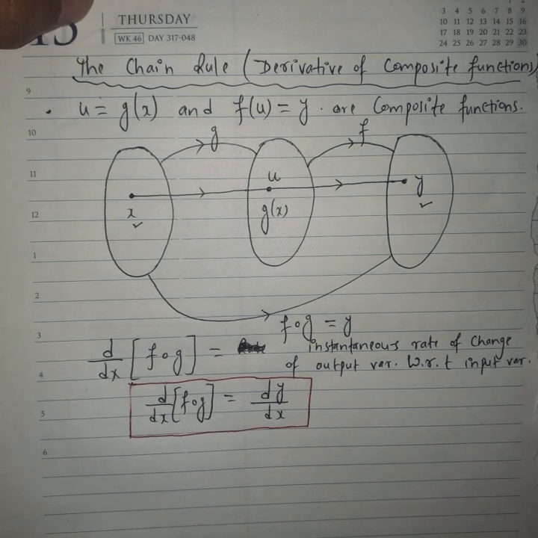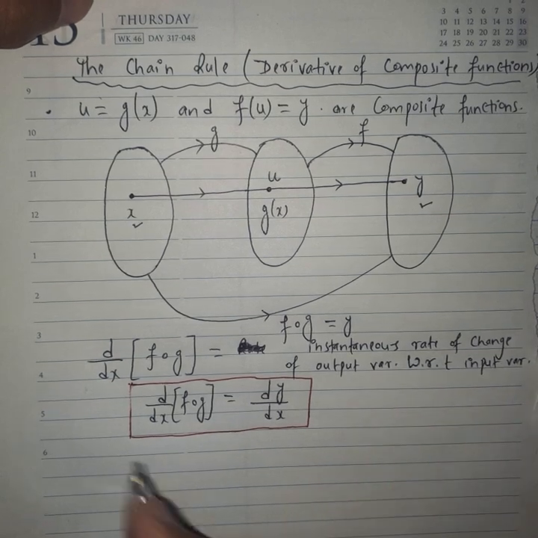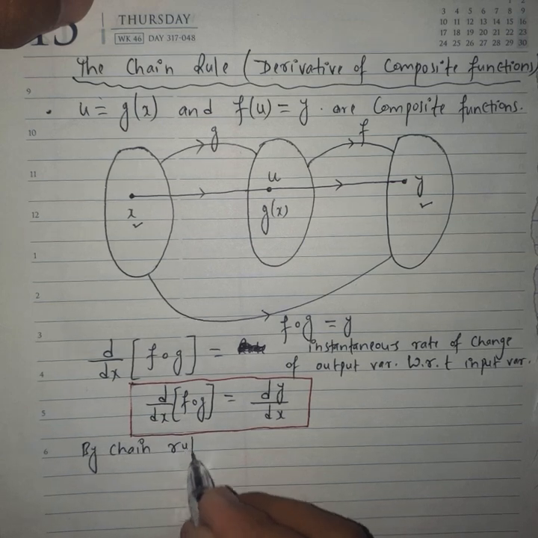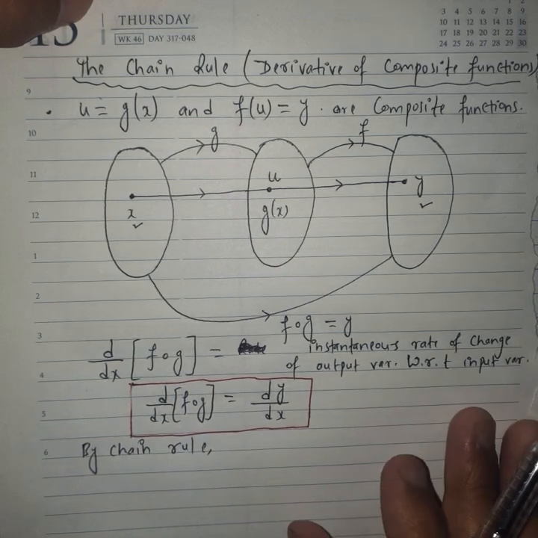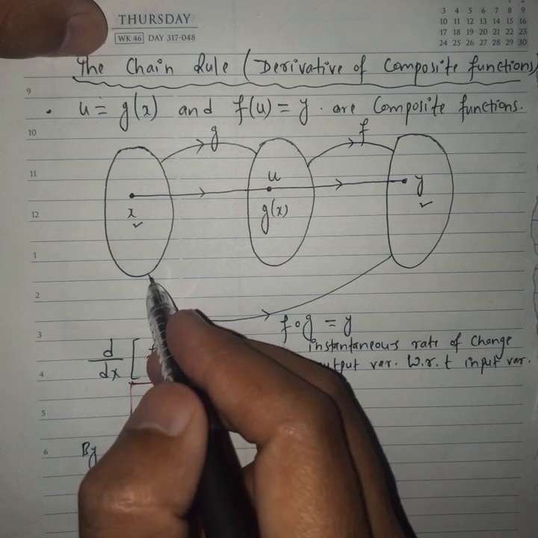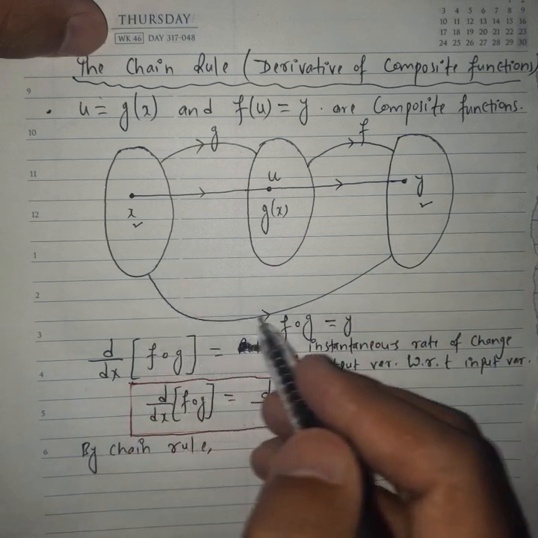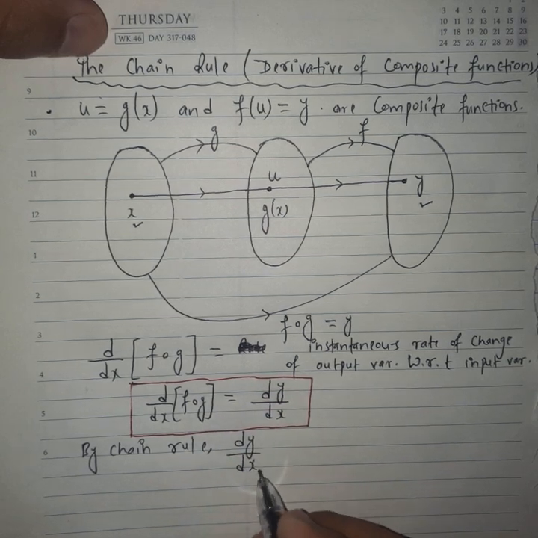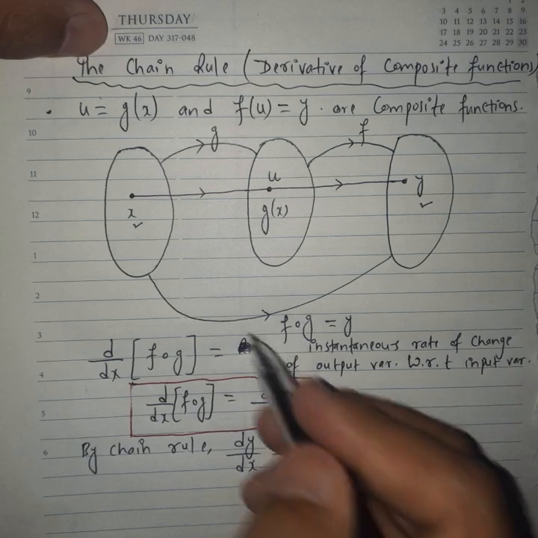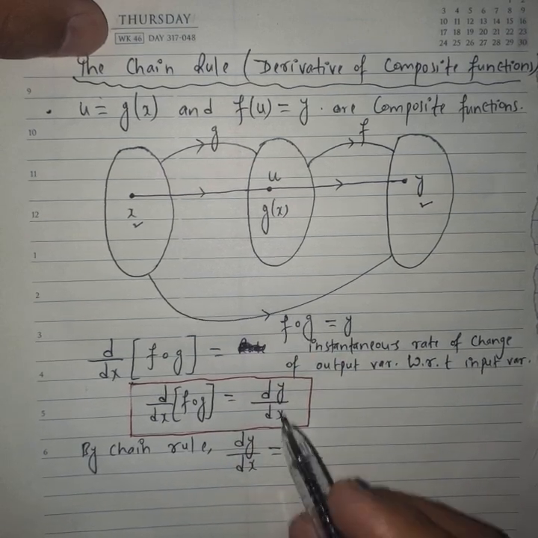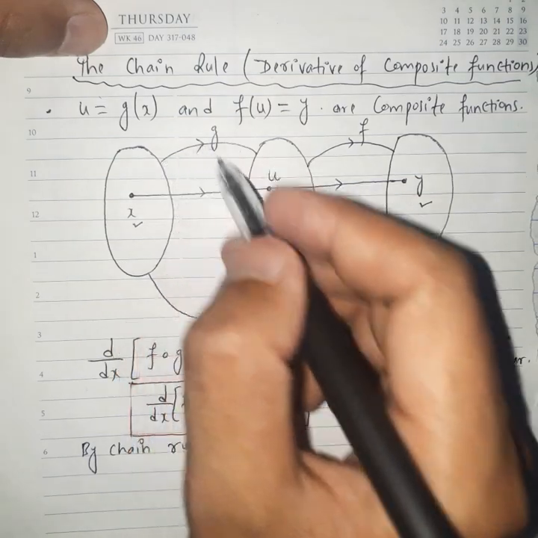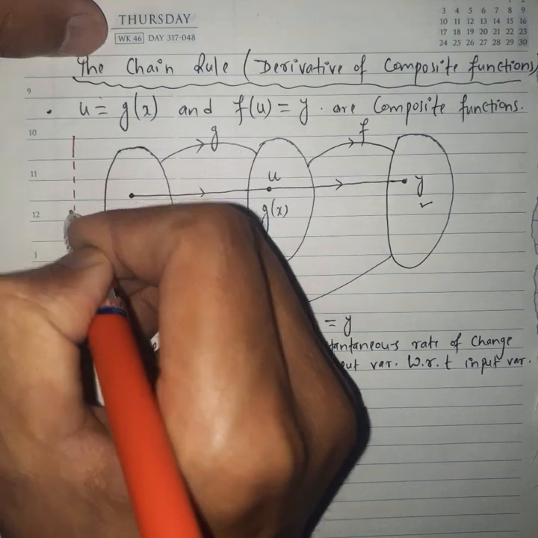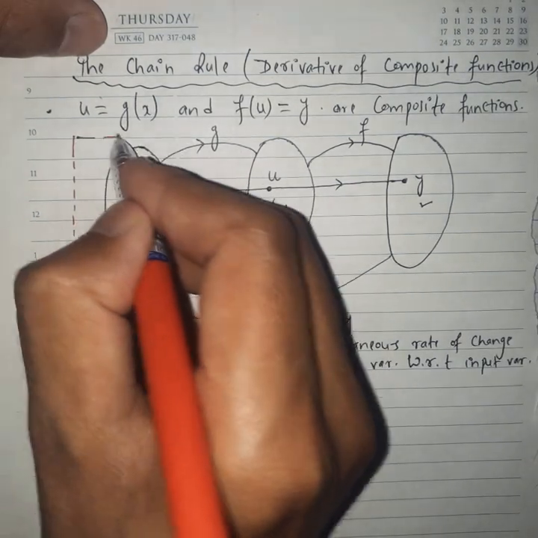According to the chain rule, which is also called the differentiation of the composite function, the derivative of the composite function, dy over dx, equals the product of the derivatives of these functions. Here, let's divide this whole figure into two parts, the first function.